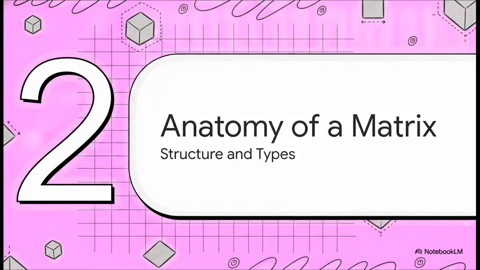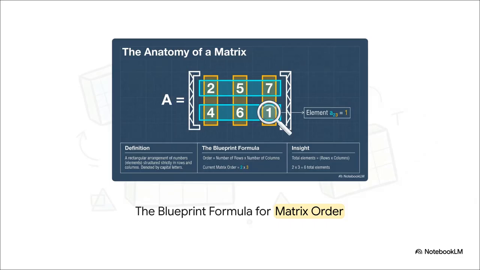Moving right along to part 2, Anatomy of a Matrix, Structure and Types. So, the absolute most important anatomical feature of any matrix is its order. And honestly, finding this is super easy. You simply take the number of rows and multiply it by the number of columns. So if we look at a matrix that has 2 rows and 3 columns, its order is neatly written out as 2 by 3. And if you want to know exactly how many elements are packed inside this apartment building, you just do the quick math.